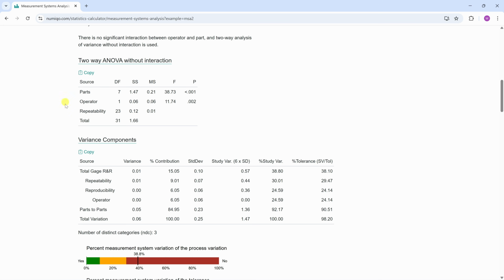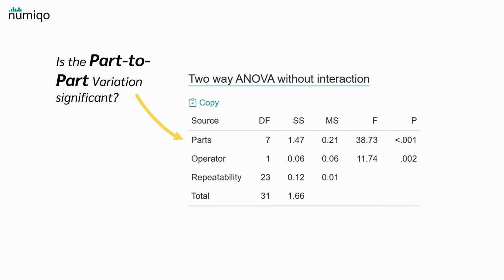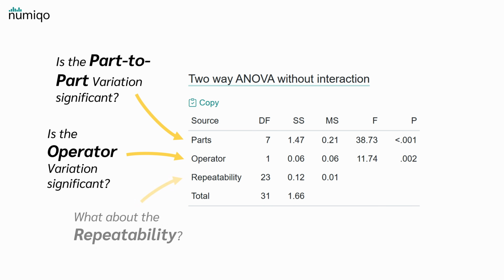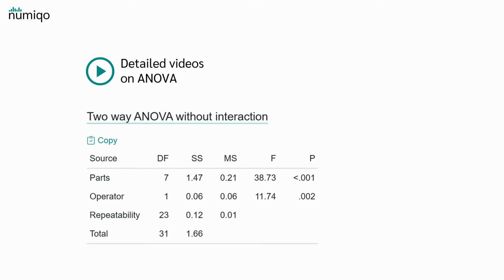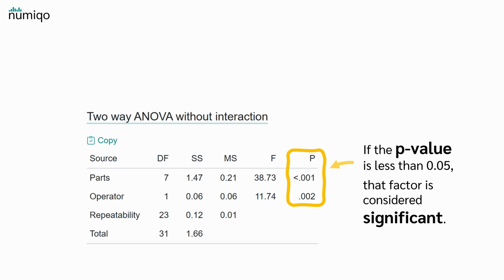Let's start with the ANOVA table. With the help of this table, we can answer 3 main questions. Is the part-to-part variation significant? Is the operator variation significant? And what about the repeatability? If you like to have more information about that, we have detailed videos on ANOVA. But to keep it short for now, we are mainly interested in the p-value in the last column. If the p-value is less than 0.05, so 5%, that factor is considered significant.